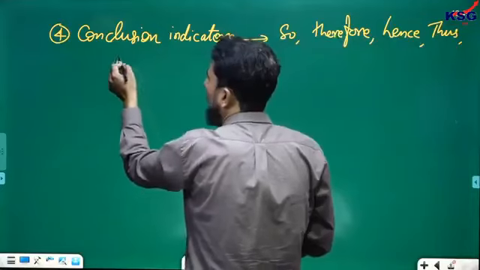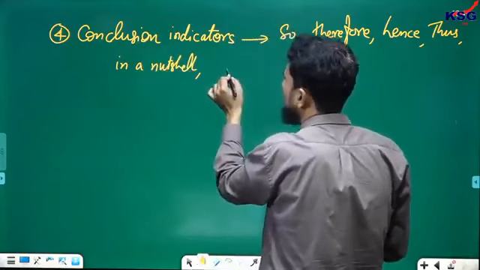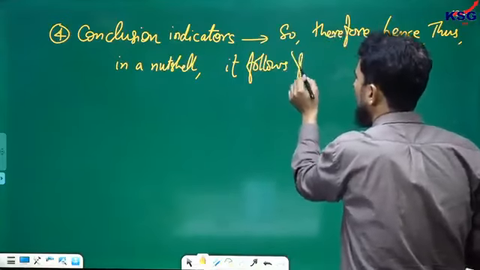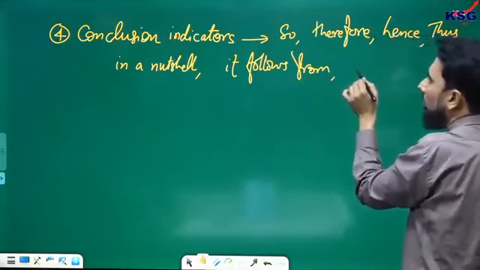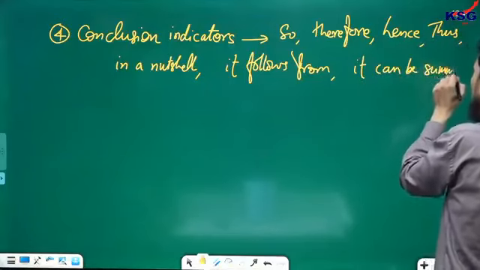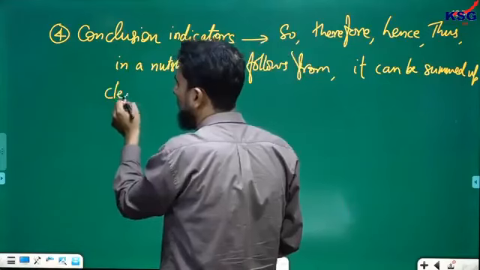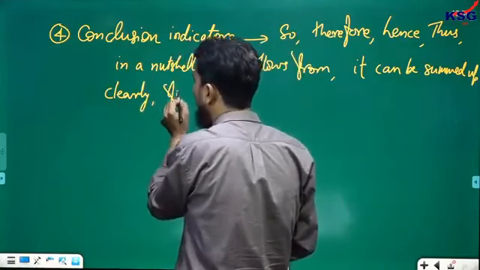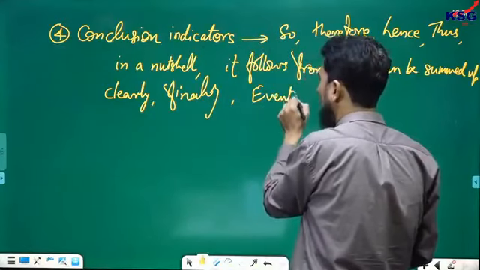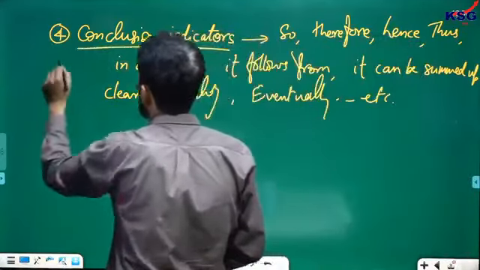For example, in a nutshell, it follows from, it can be summed up, or some of the adverbs like clearly, finally, eventually, etc. So these are the conclusion indicators.